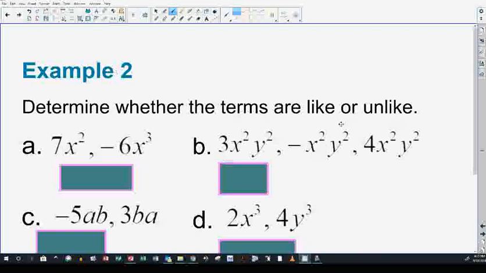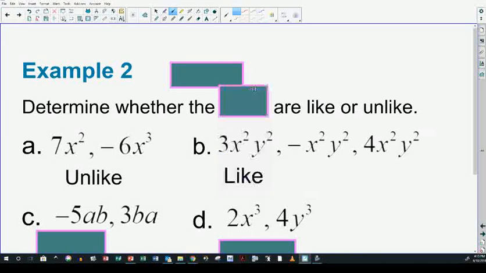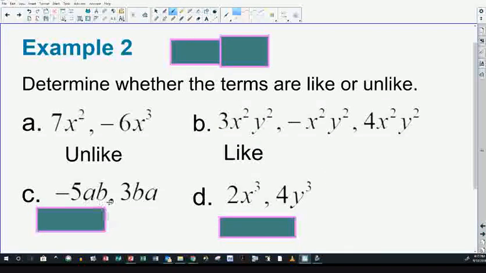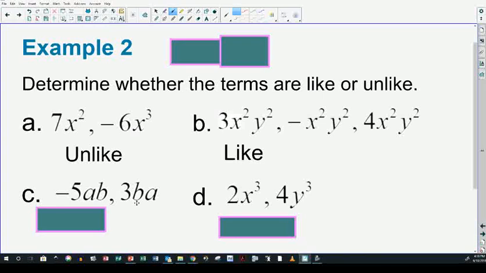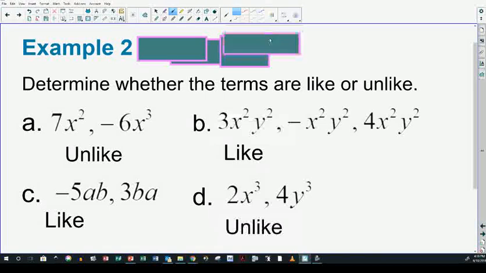All right, so now we're going to determine whether they're alike or unlike. So x squared and x cubed are unlike. Then you have x squared y squared, x squared y squared, x squared y squared. So these are like terms. AB and BA, remember the commutative property. Doesn't matter if you're going forward or backwards. Multiplying is multiplying. So those are like terms. Even though they look different, they're still alike. So make sure you're careful when you're looking at these. And then here we have x cubed and y cubed. Even though the exponent is the same, the variable is different. So that makes them unlike.